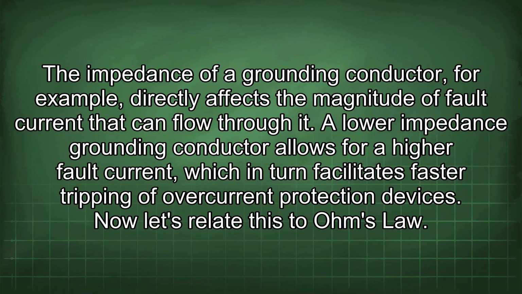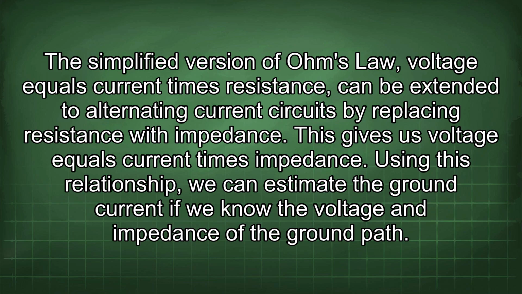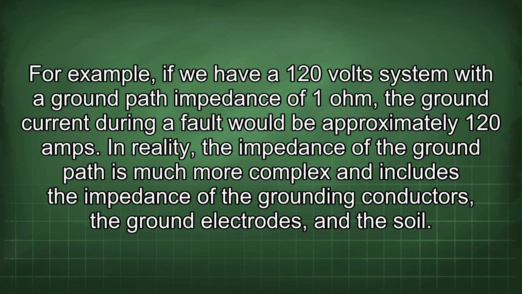Now let's relate this to Ohm's law. The simplified version of Ohm's law, voltage equals current times resistance, can be extended to alternating current circuits by replacing resistance with impedance. This gives us voltage equals current times impedance. Using this relationship, we can estimate the ground current if we know the voltage and impedance of the ground path. For example, if we have a 120 volt system with a ground path impedance of 1 ohm, the ground current during a fault would be approximately 120 amps.